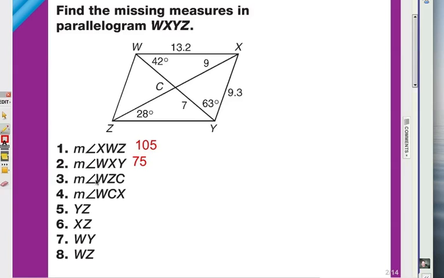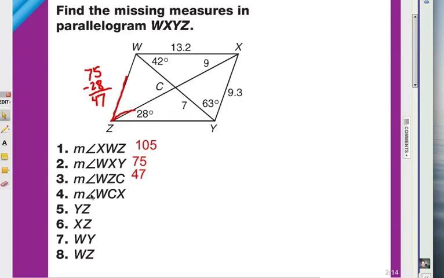Number 3, the measure of angle WZC. That would be this angle right here. Well, as we said in the previous problem, together these two angles would make 75. So let's take 28 away from 75 and figure out that answer. That's right, it'll be 47 degrees.